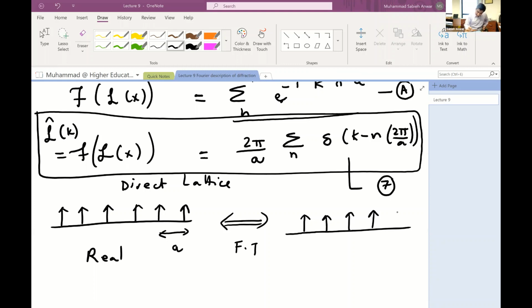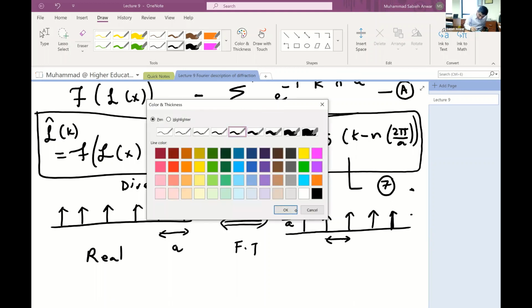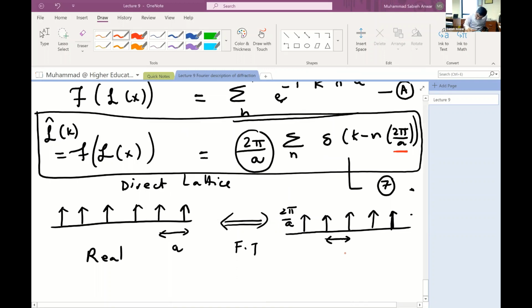And the magnitude or the strength of each Dirac delta function is now slightly different. It's this 2 pi over a here. And the spacing between these points is now given not by a, but by a factor of 2 pi over a. So this is the reciprocal lattice. So the Fourier transform of the direct lattice is the reciprocal lattice. Got it? Any questions about this? So the reciprocal lattice is simply the Fourier transform of the direct lattice.